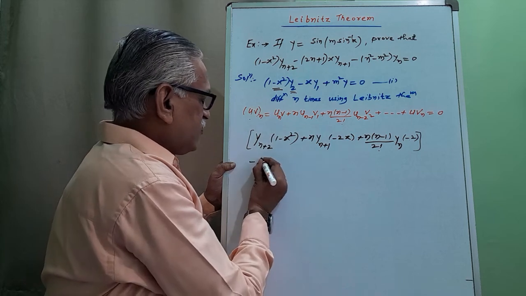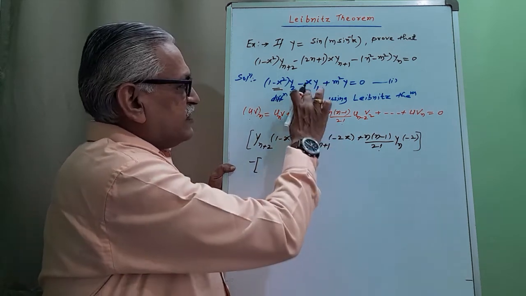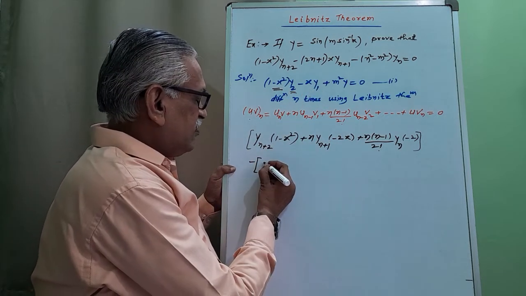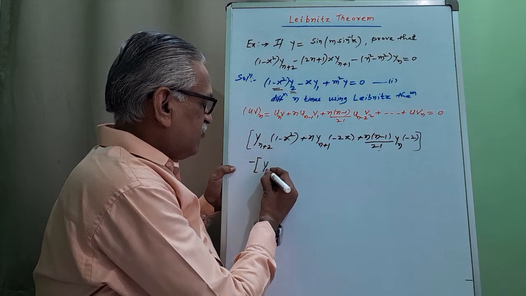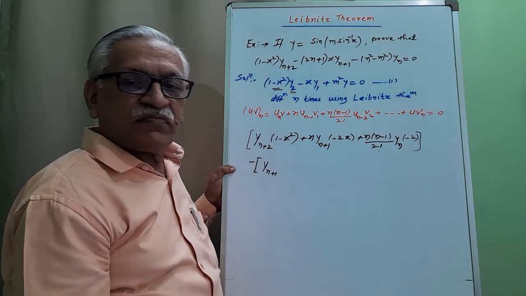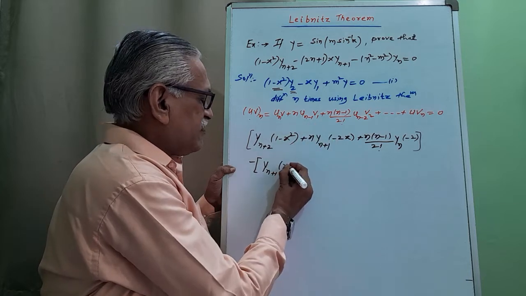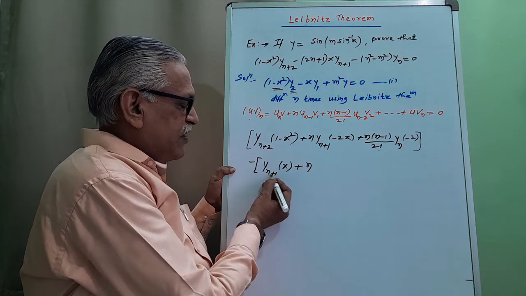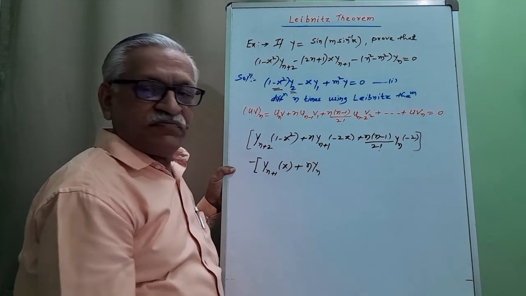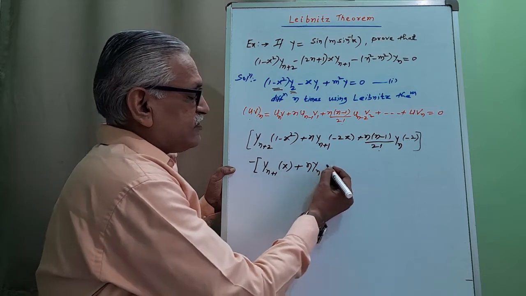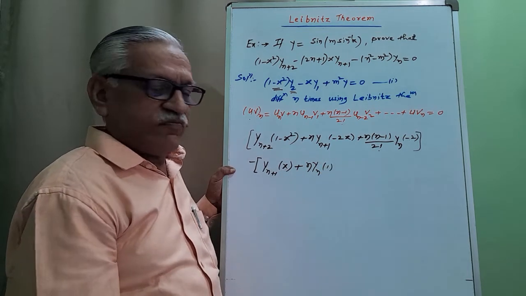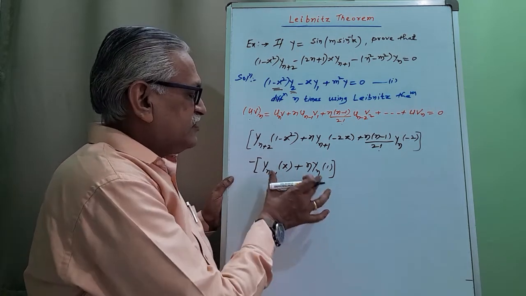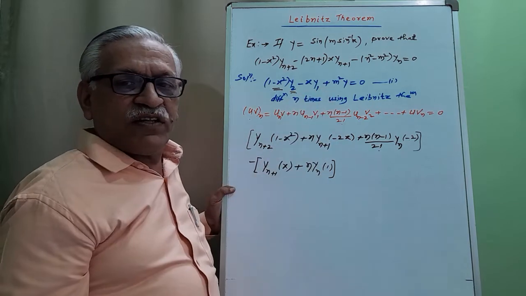Then similarly, we apply Leibniz theorem for the second term by considering x as v and y1 as u. Therefore, the nth derivative of y1 is y_(n+1) into v, which is x, plus n, decreasing this suffix by 1, we get the next term as y_n, into v1, the derivative of x, which is 1. The next derivative becomes 0. Therefore, once again, we stop here. This is the nth derivative of the second term, x y1.